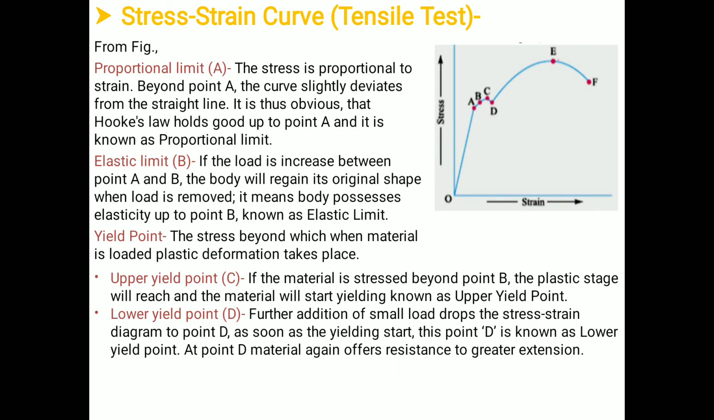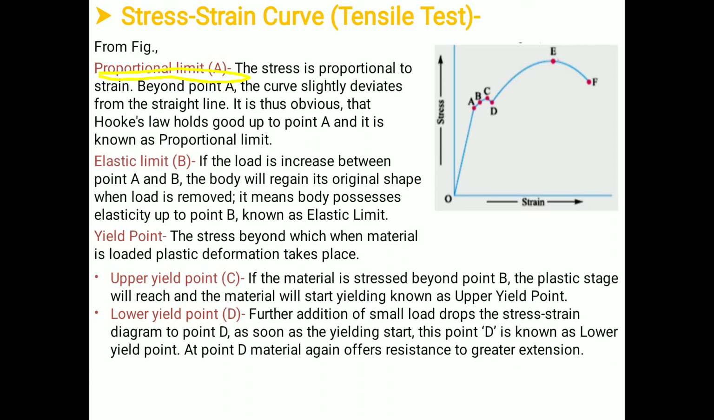Now, this is a figure which shows the graph of stress versus strain. This particular figure is divided into a number of points or parts. We have point A, point B, point C, D, E, F. Now we will discuss each point one by one. Point A is known as the proportional limit.